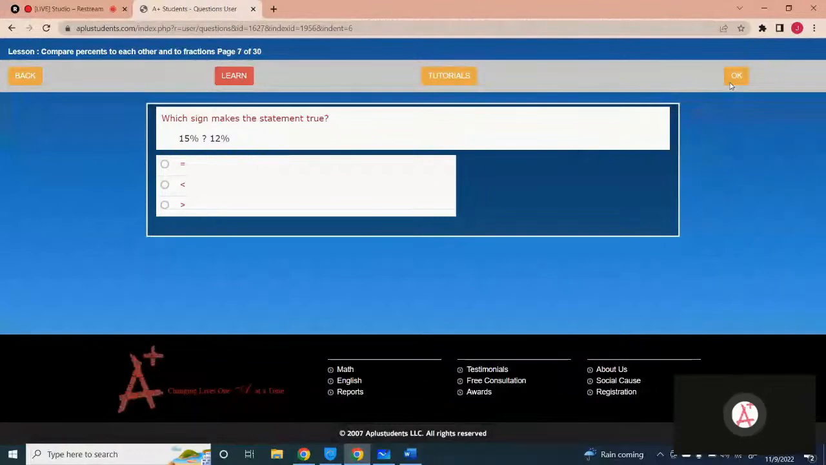Okay, which sign makes the statement true? 15% and 12%. 15% is greater than 12%. Got it? So just select the correct option and click on the OK button.